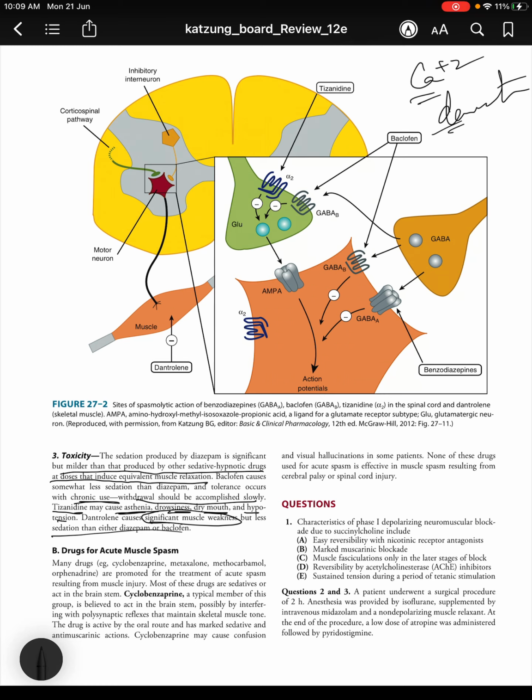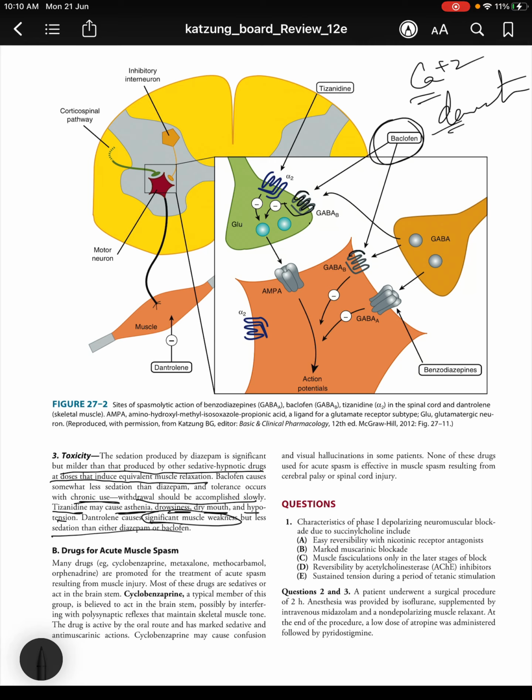So let us just look at this figure right here. This shows the sites of spasmolytic action. For example, you have baclofen. Baclofen acts at the presynaptic level, and what it does is it increases K plus efflux, decreases calcium influx, and at the same time causes hyperpolarization at the presynaptic level.